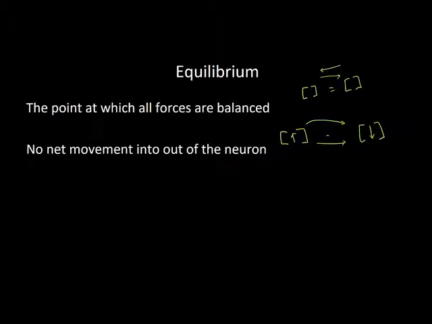When we talk about equilibrium, we're going to basically lump all these forces together. I'll explain what this means a little bit more in a minute. But equilibrium is at the point in which there's no net movement into or out of the neuron of that substance anymore.